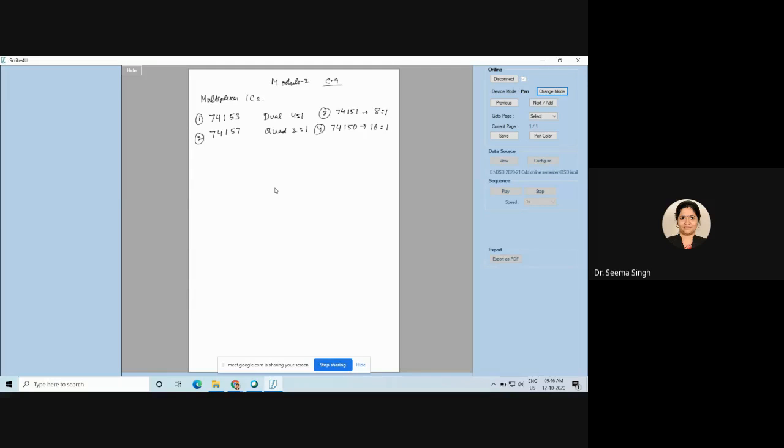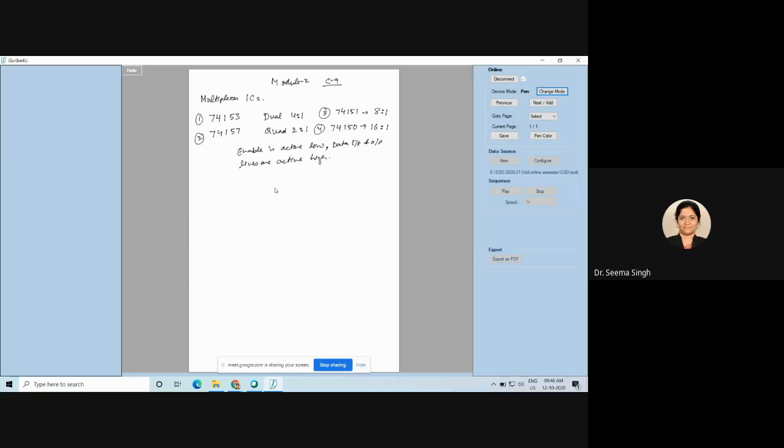Now 74151 and 74150 are simple ICs where you simply have one 8:1 mux and one 16:1 mux with a low enable. Enable is always active low, and the data input and output lines are active high. So this you have to remember.